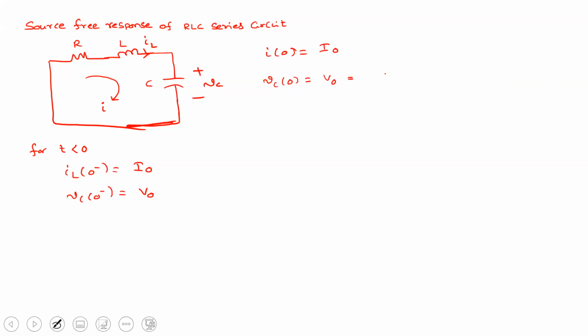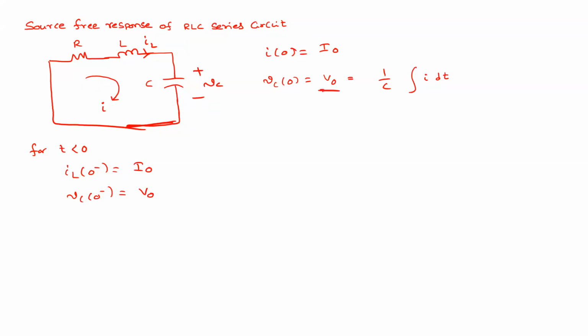So this can be written as 1 by C integration of I dt, right? Agree? So what are the limits for this integration? Can anyone tell? T less than 0 to t equals 0, sir. See, this is V naught, right? So we have equated this to V naught. So then what are the possible limits for this particular V naught?